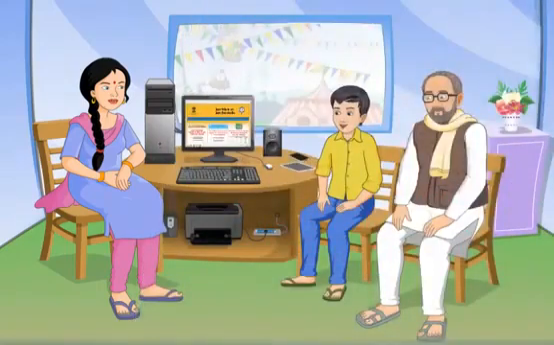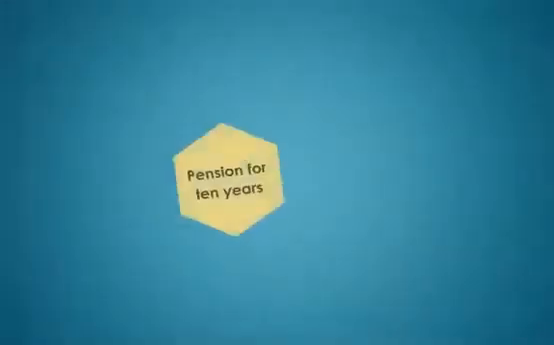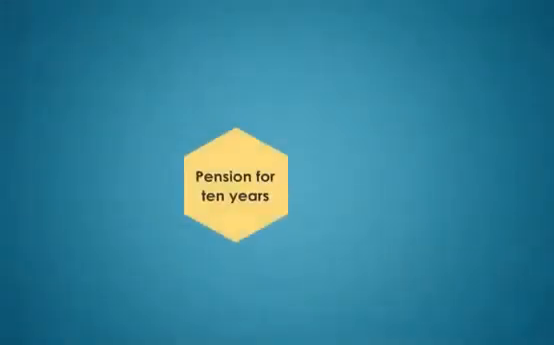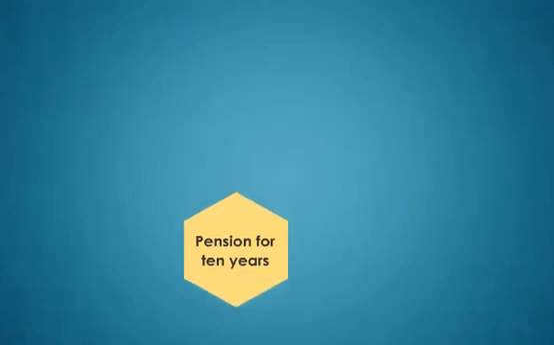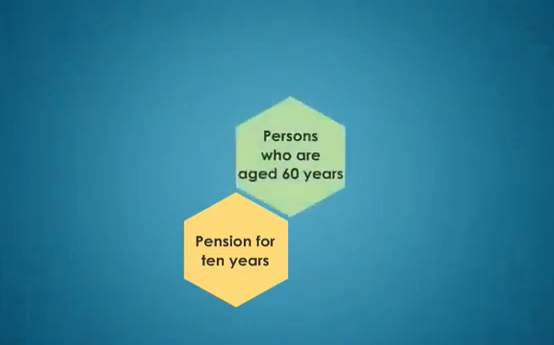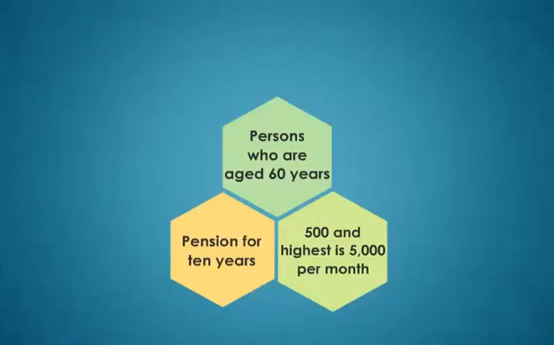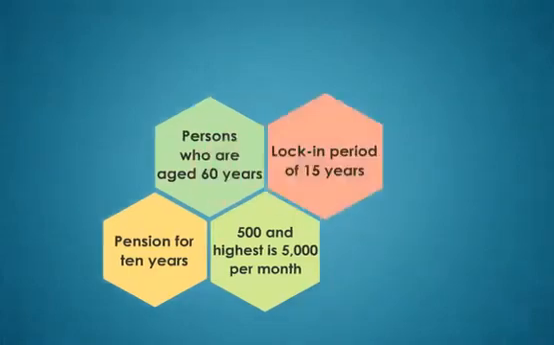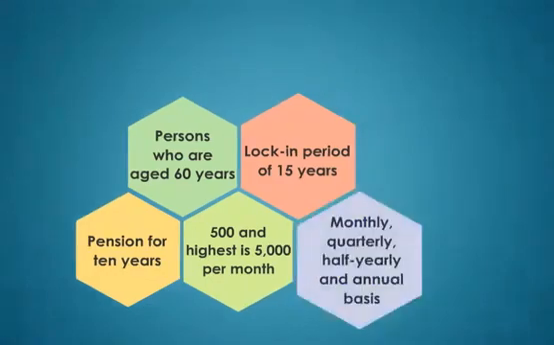Please tell us something more about this scheme. The scheme states that it will provide an assured pension for 10 years. The plan is aimed at providing financial security to the person who are aged 60 years. Minimum pension under Varishtha Pension Bima Yojana will be 500 rupees and highest is 5,000 rupees per month. LIC Varishtha Pension Bima Yojana has a lock-in period of 15 years. The subscriber will have the option to opt for a pension on a monthly, quarterly, half-yearly and annual basis.